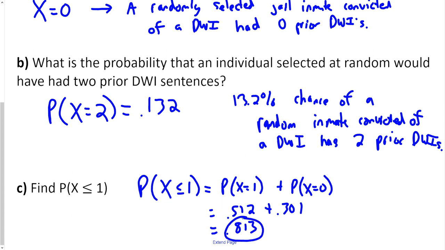And you can state that's 81.3%. You can say all the same stuff. Had at most 1 prior DWI. All right? So that's how we're going to look at a probability distribution and kind of figure some things out based off of that. Now, what if you're not given the probability distribution?